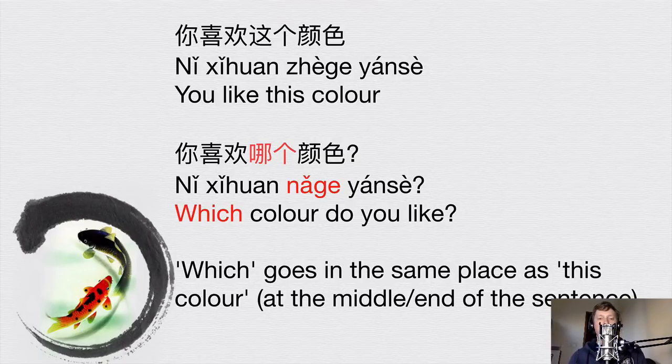So the word order here is 你 you, 喜欢 like, 哪个 which one or which, 颜色 color. You like which color means which color do you like? If you ask a lot of sentences in Chinese and you have a lot of practice, you'll get very used to the order that the words need to come in, and you won't find this so difficult.